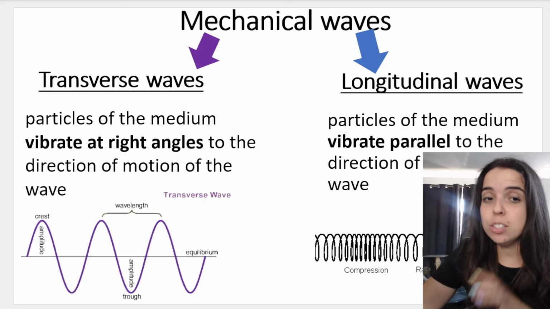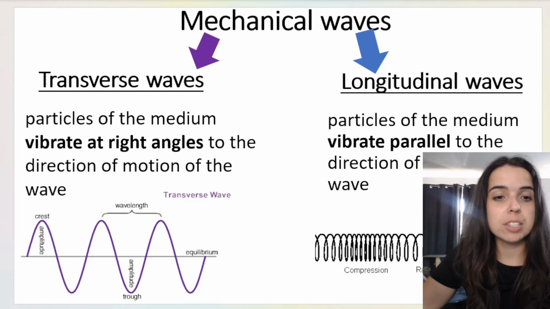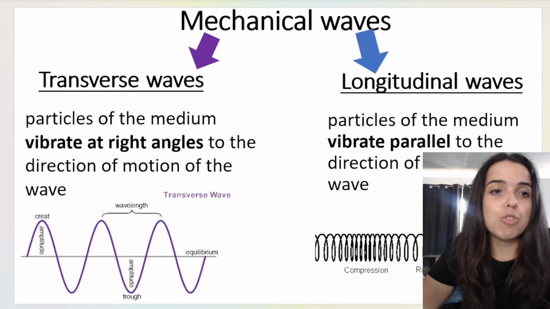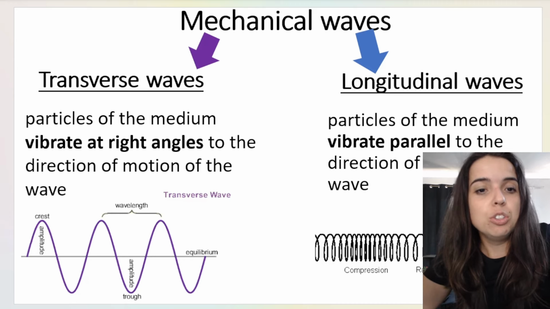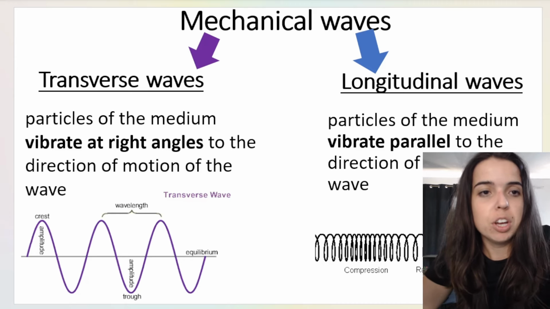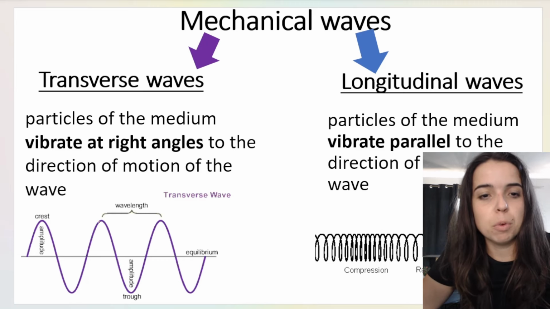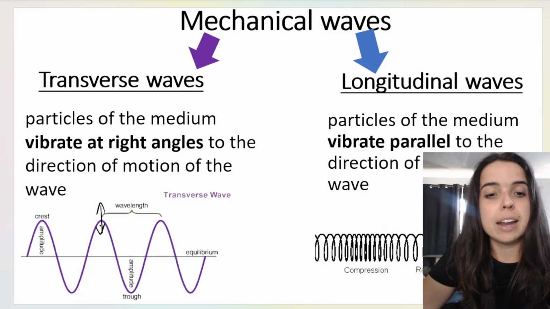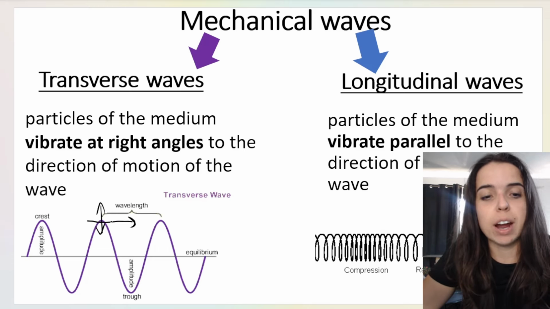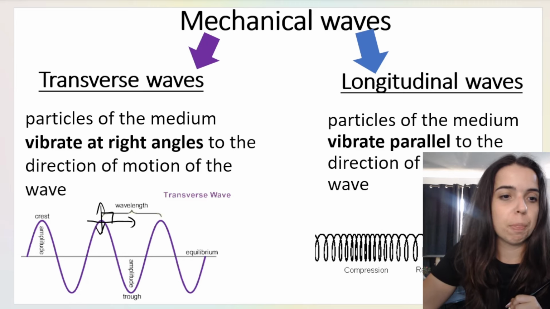Now what makes longitudinal waves different to transverse waves? Remember, a transverse wave is a wave in which the particles of the medium vibrate at right angles, so 90 degrees, to the direction of motion of the wave. So what that means, for example, is the particles of the medium, or the particles of the air or the water, whatever, go up or down, and the wave itself travels left or right. I hope you can see it's a 90 degree angle.